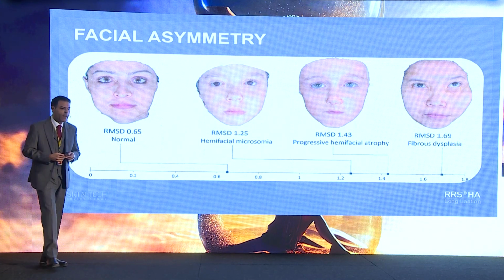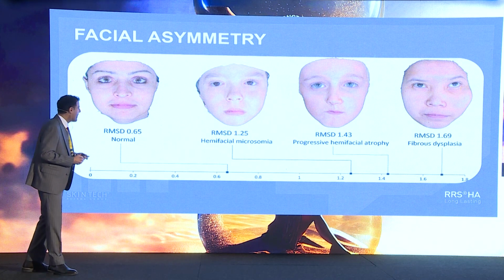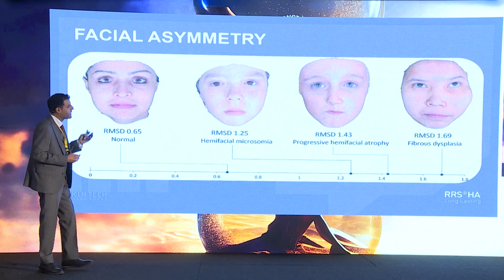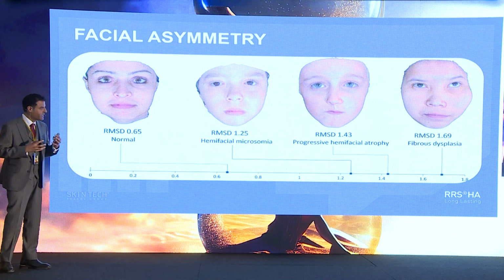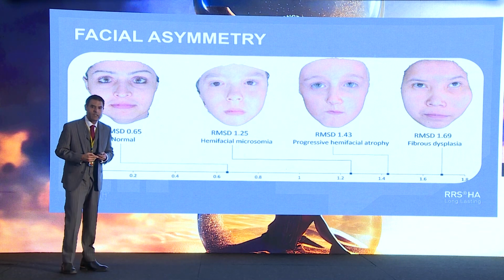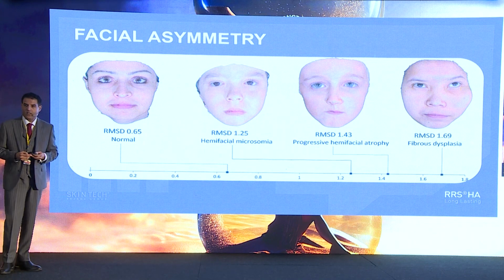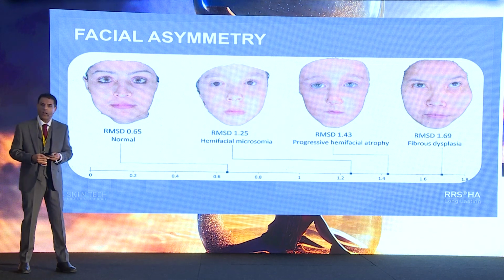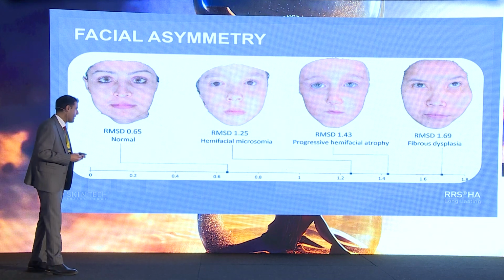You can see from this slide, we are determining the level of facial asymmetry, and we go from normal, where we have the root mean square deviation of 0.65, and we're going all the way down to the right-hand side, where we've got extensive, significant facial asymmetry, fibrous dysplasia. RRSHA long-lasting is a fantastic product, and I'm here not only for this talk, but later on I will be doing a live demo and we'll be seeing the extent of the changes that can take place.